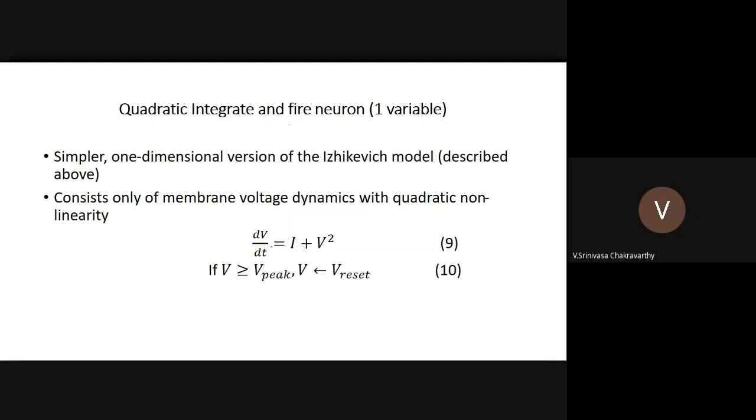So in this model, the voltage equation is dV by dt is equal to I plus V square. I is the external current, right? And the resetting is like this. If V is greater than V peak, then V is just reset to V reset. Okay, so these two are parameters. So let us see how it works.